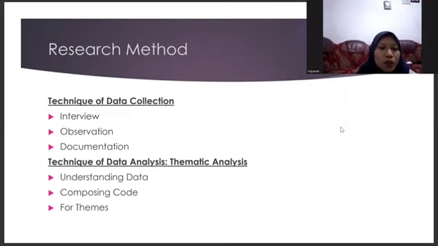Codes can also be thought of as labels. And then for the theme at this stage, the researcher begins to shift attention from what was originally looking for codes, now changing to looking for themes. This theme describes something important in the data related to the formulation of the research problem. Next.